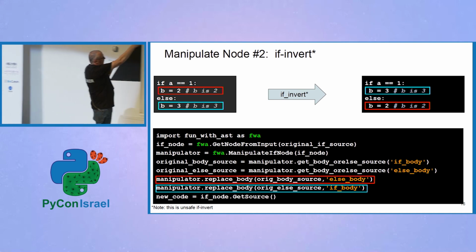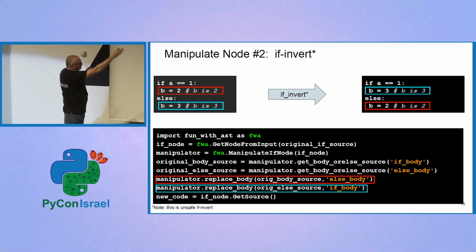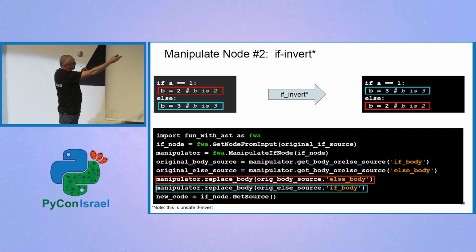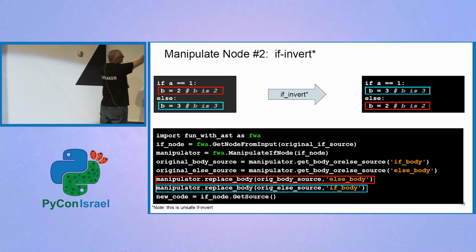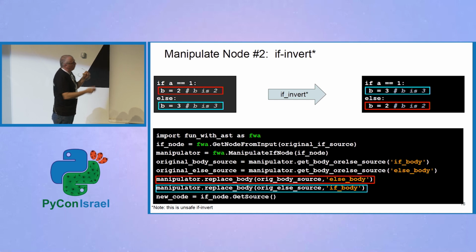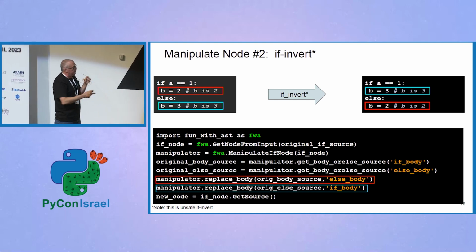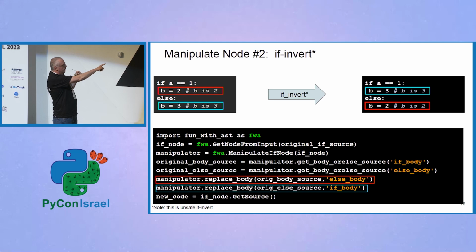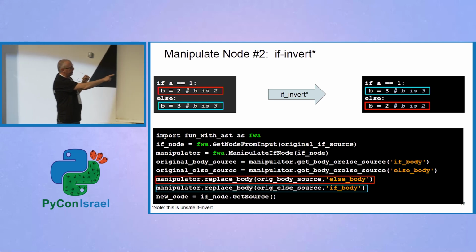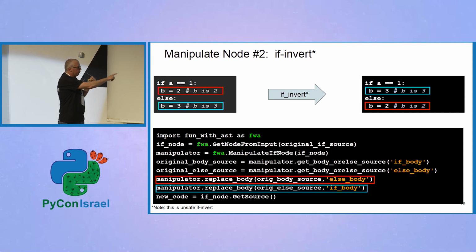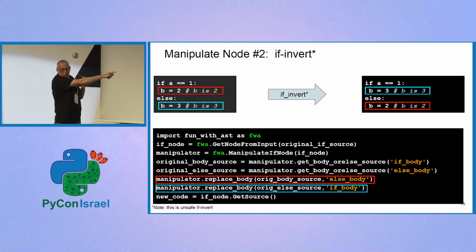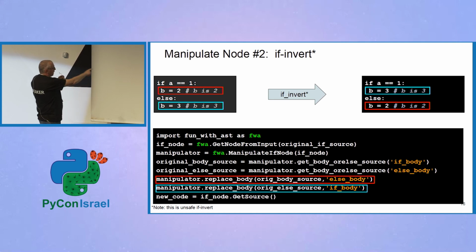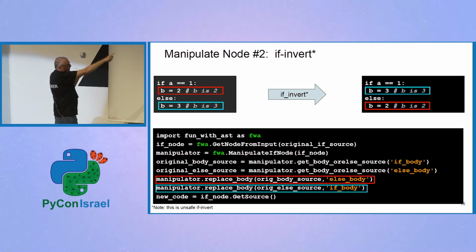The first 3 lines are some initialization of the original if source and what you want, and then these 2 lines here above the red will take the original body source, the original else source, and then the red line actually does a replace body. It takes the original body source and puts it at the place of the else body. And the blue line takes the original else source and puts it in the if body. And with 2, 3 lines, you get the code at the right.